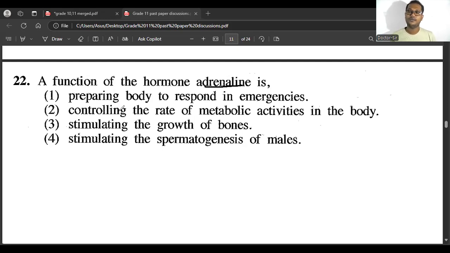So if we have a patient with a low heart rate, what will happen? When we prepare for emergency conditions, our heart rate will go up.